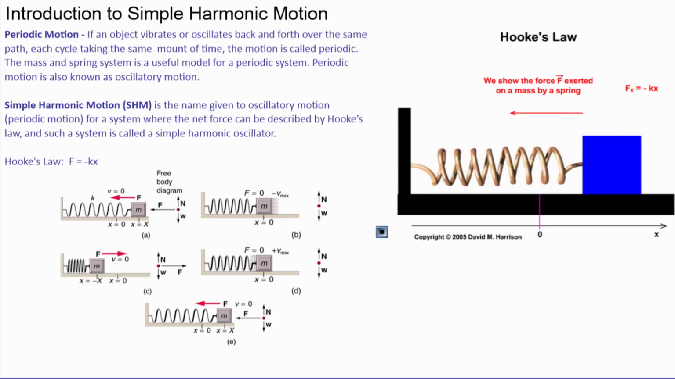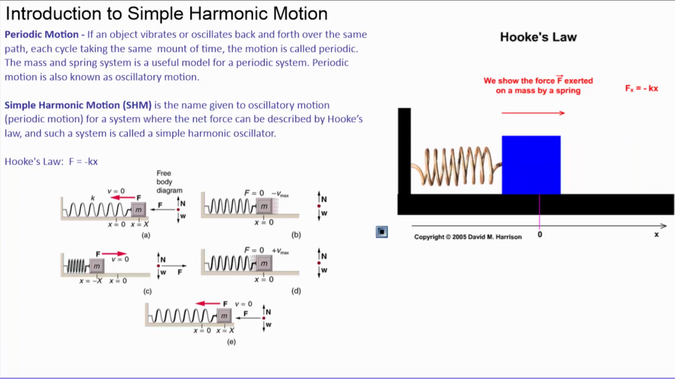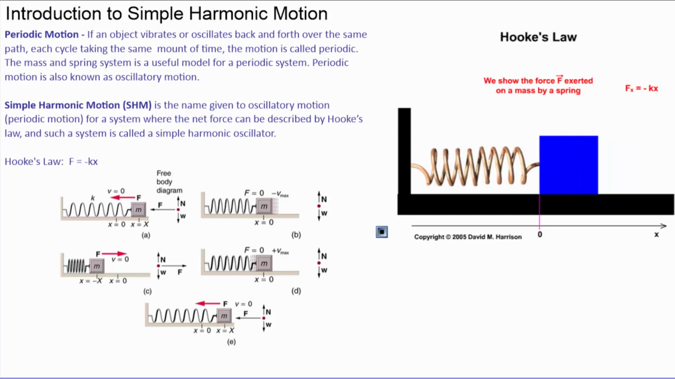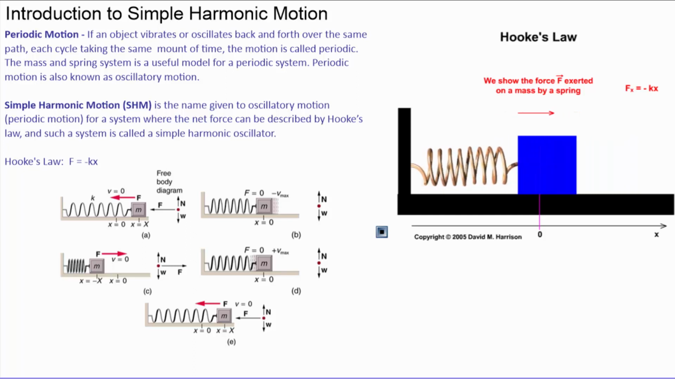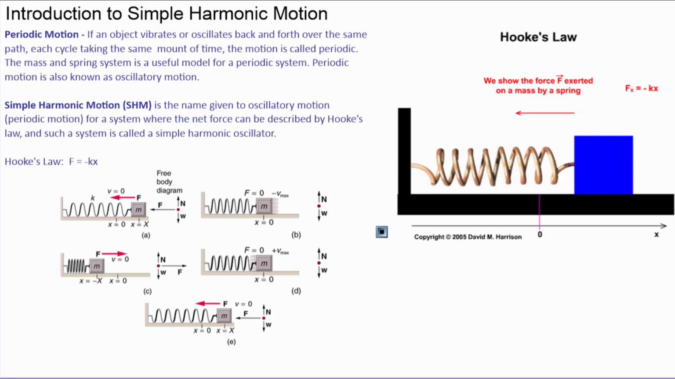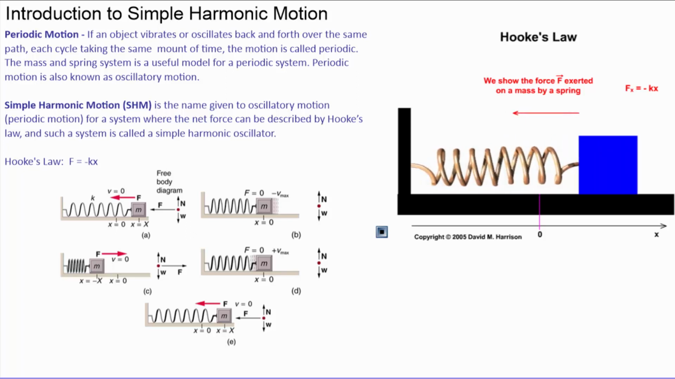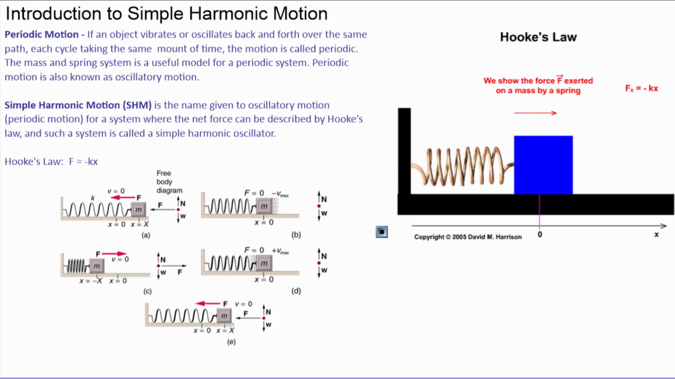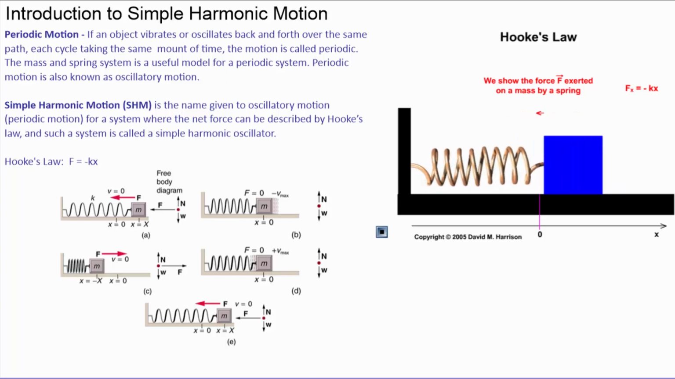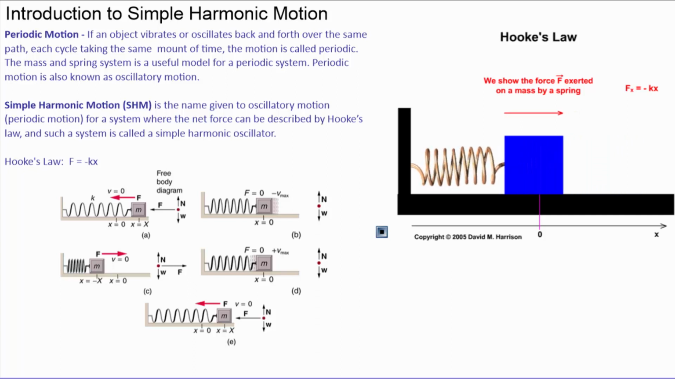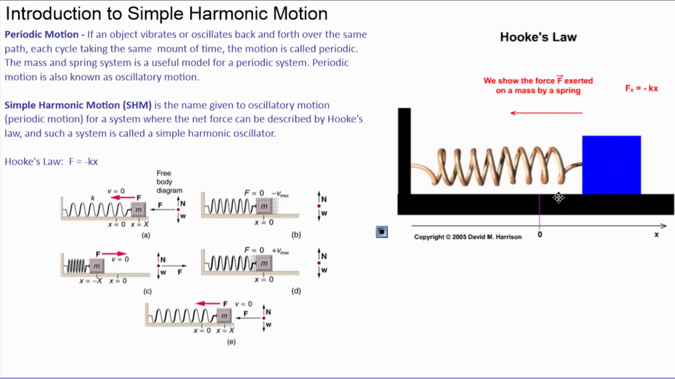So periodic motion, and we're going to toss this down with a series of examples, but really vis-a-vis a definition. Periodic motion is when an object is vibrating or oscillating back and forth over the same path, with each cycle taking the same amount of time. For example, we've got a mass and spring system. You can even see one over here.